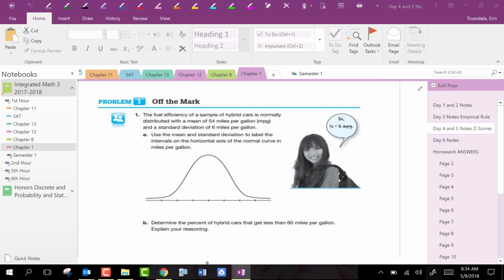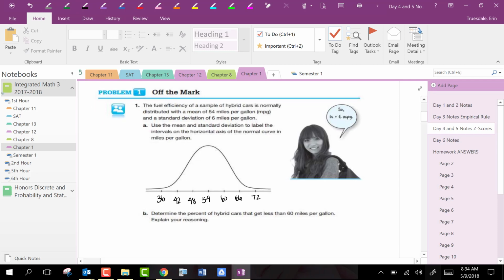Okay, so the mean was 54. And then the standard deviation was 6. So I have to add 6 to get to the higher ones. So 60, 66, and 72. And then I have to subtract 6 to get the lower ones. 48, 42, 36. Questions on how that's set up? Okay, now I'm going to use that to answer the questions below.